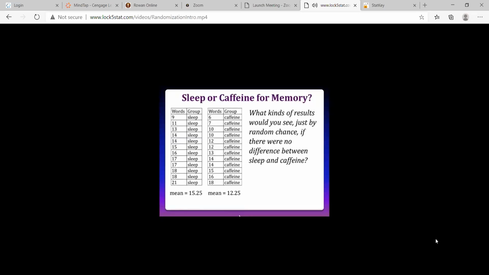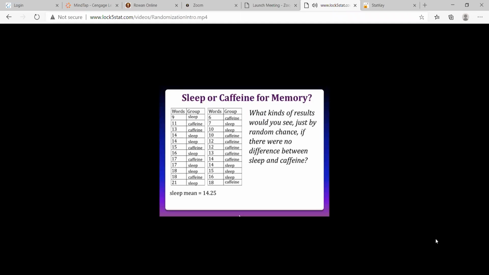So just like we did with the cocaine addiction problem, we're going to reassign all the response values to different treatment groups. We're going to see what would happen just by the random assignment to either sleep or caffeine if whether they sleep or have caffeine has no effect on the number of words recalled. So we keep the response values unchanged and randomly reassign people to either sleep or caffeine. This is, again, to simulate statistics that we would get if the null hypothesis were true, or if there is no difference between sleep and caffeine for memory.